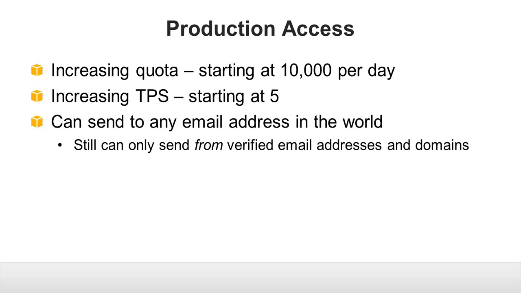When you're in the production environment, your quota will be 10,000 messages per day and will continue to rise as you send your production email through Amazon SES. You'll also see your TPS continue to rise as well, although you start at 5. And while you can still only send from verified email addresses and domains, you can send to any email address in the world.